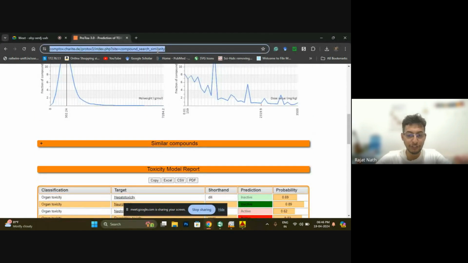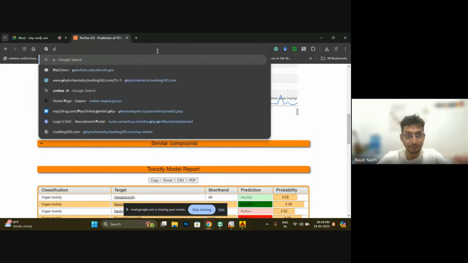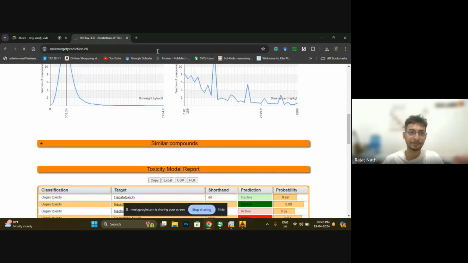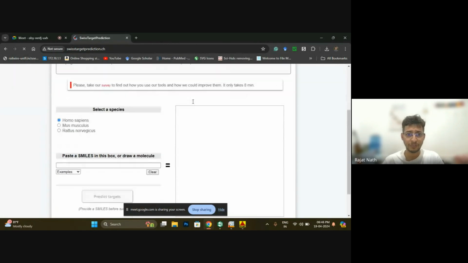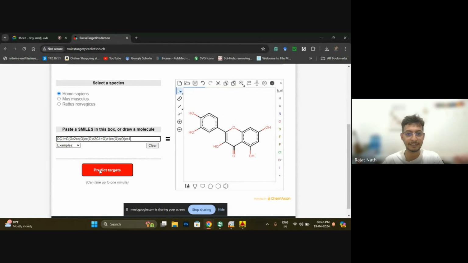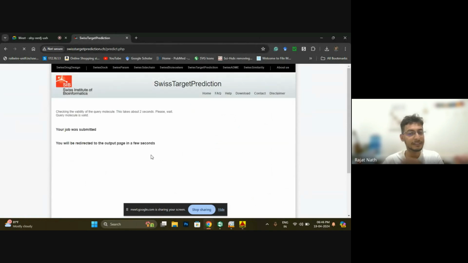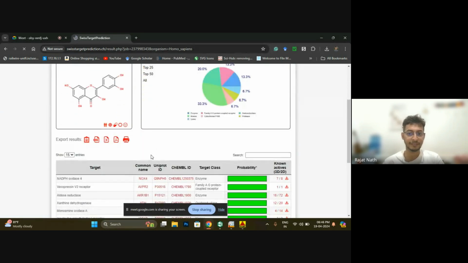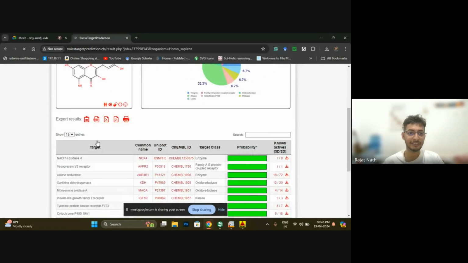Then for the target prediction, we used Swiss Target Prediction. We have pasted our smile here. Then clicked on predict target. And the target was predicted like that.